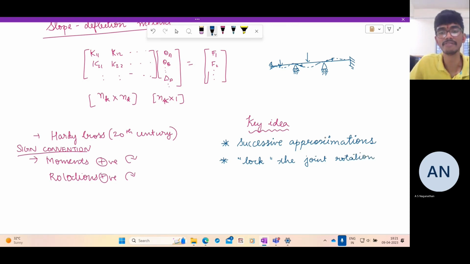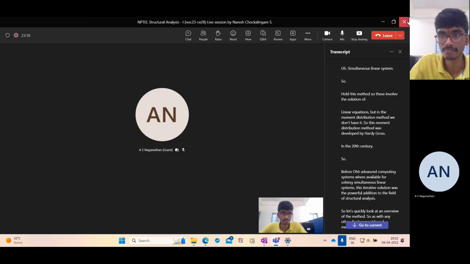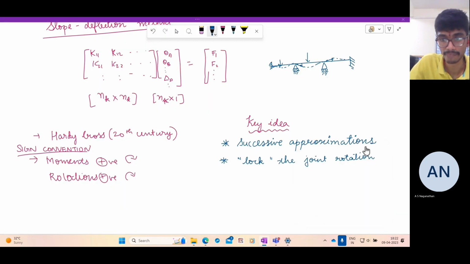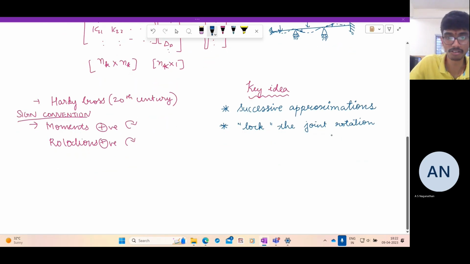So once you lock the joint from rotating, what will be the moments that are generated? That will be nothing but the fixed end moments. Okay, so once we lock the joints, suppose I don't allow this rotation, whatever is happening here, then the beam that I have will be something like this. Here also it is fixed. Here also it is fixed.